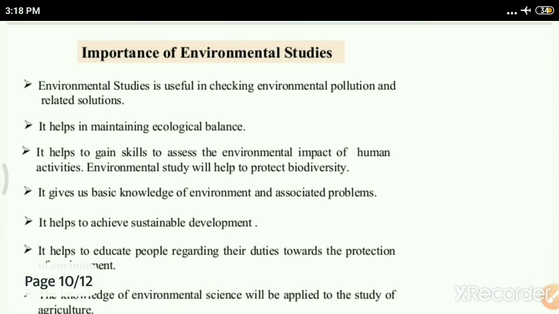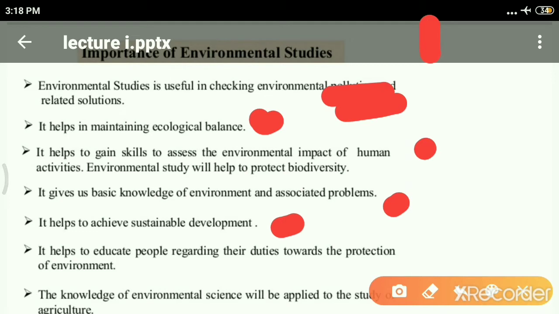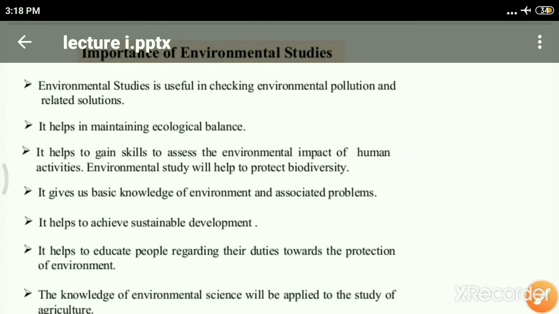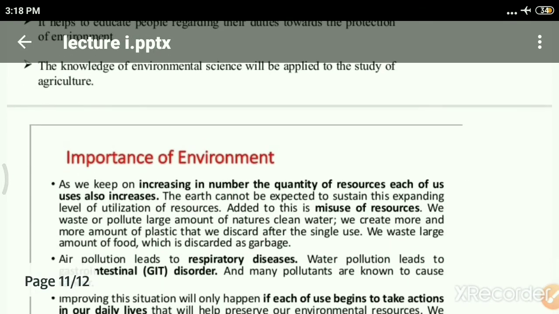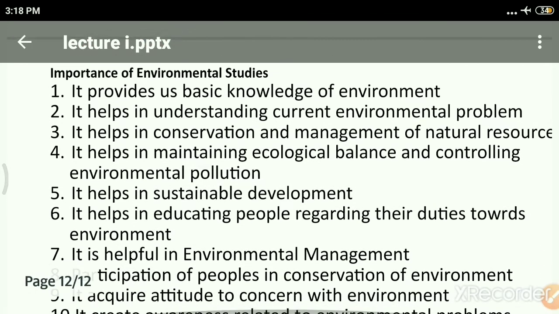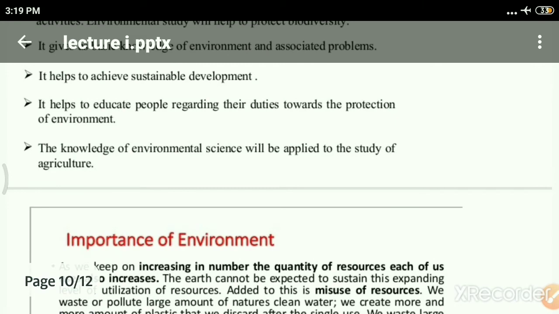So now let us talk about what is the importance of environmental studies. Environmental studies, it is useful. For what purpose is it useful? It is useful for checking the pollution. It helps in maintaining the ecological balance. It helps to gain skills. It gives basic knowledge about environment-associated problems. It also helps to achieve sustainable development. So everything we can have by the use of this kind of science. The knowledge of environmental science also helps in the applied study of agriculture. So this is in brief about the scope and importance of the environmental study.